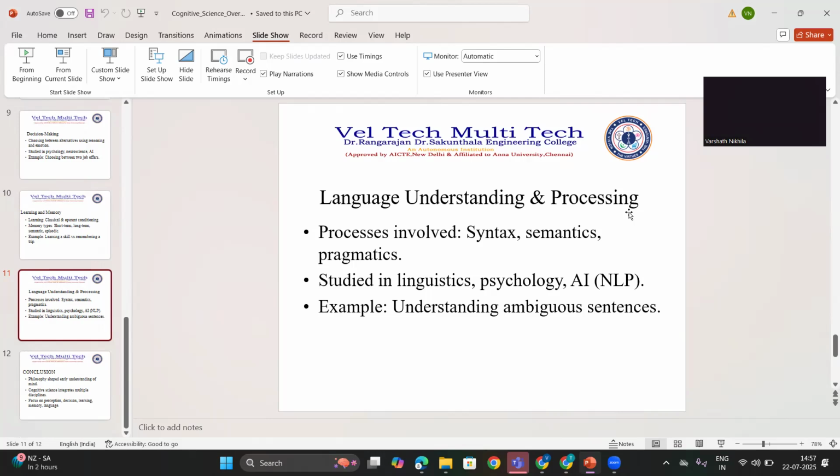Some of the cell recording measures the activity of individual neurons using microelectrodes. An applied example is reading a text message.